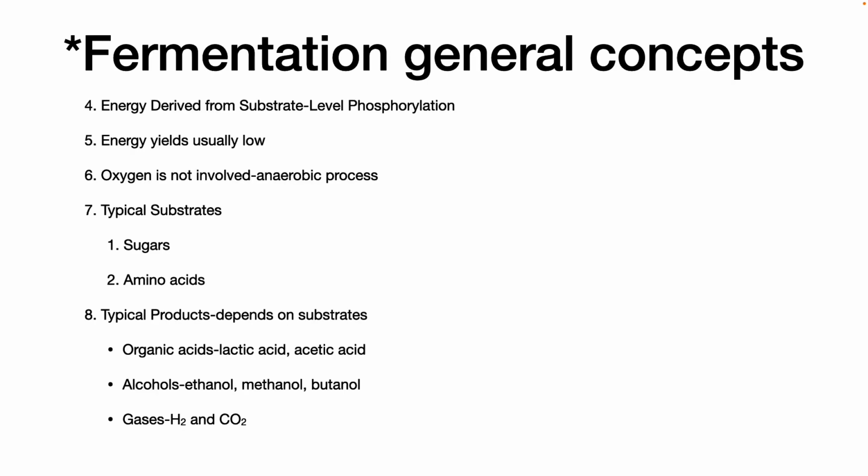Some more general concepts. Fourth, energy in fermentation is derived from substrate-level phosphorylation. Reducing power is in abundance and needs to be gotten rid of, as we described previously. Fifth, energy yields are low, especially compared to other types of metabolism. Organisms who ferment take advantage of environments where fermentation is the only possibility, and oxygen is absent. Typical substrates are sugars and amino acids, while typical products can be organic acids, alcohols, and gases such as hydrogen and CO2.